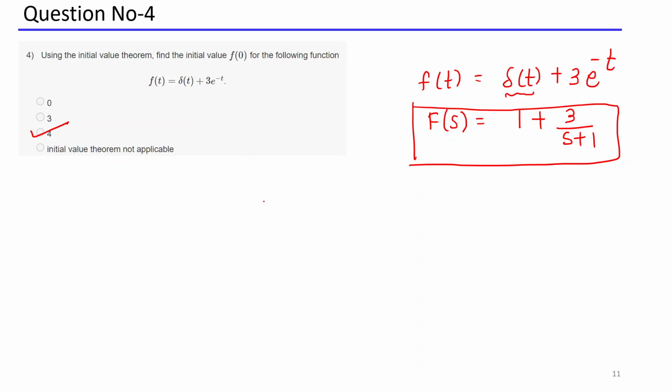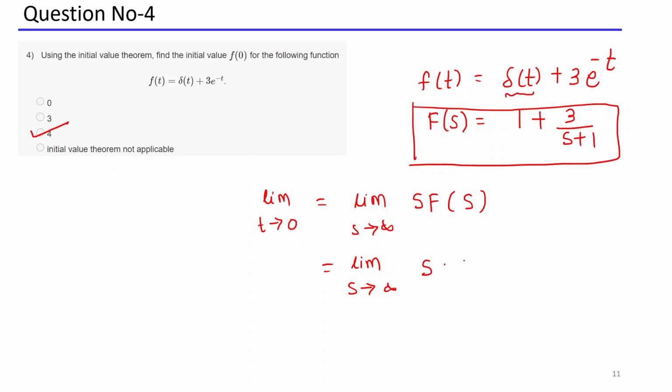What is the initial value theorem saying? Limit t tends to 0 of f of t becomes limit s tends to infinity of s into f of s. Right, sir? This is the initial value theorem, right? Yes, sir. Now you find the limit of this one. Limit s tends to infinity, s times f of s is s times (1 plus 3 divided by s plus 1). If I multiply, I will get s plus 3s divided by s plus 1, and here limit s tends to infinity.